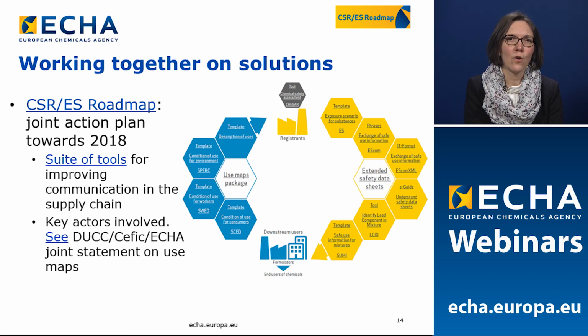Today, I will only focus on one of these tools, the sector use maps, which you can see on the left side of the infograph. The concept was initially developed by industry in 2009 and has now been largely improved. Sector use maps are seen as the most efficient and effective option to inform the registrants about the uses of a substance in a sector. The Registrant Sector Association, CEFIC, the Downstream User Association, DUC, and ECHA have recently signed a joint statement acknowledging the crucial role of sector use maps in achieving excellence in supply chain communication.